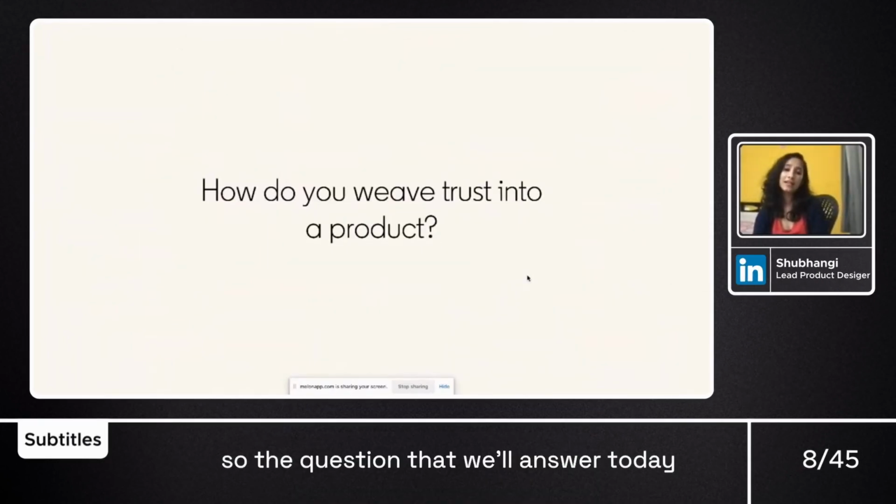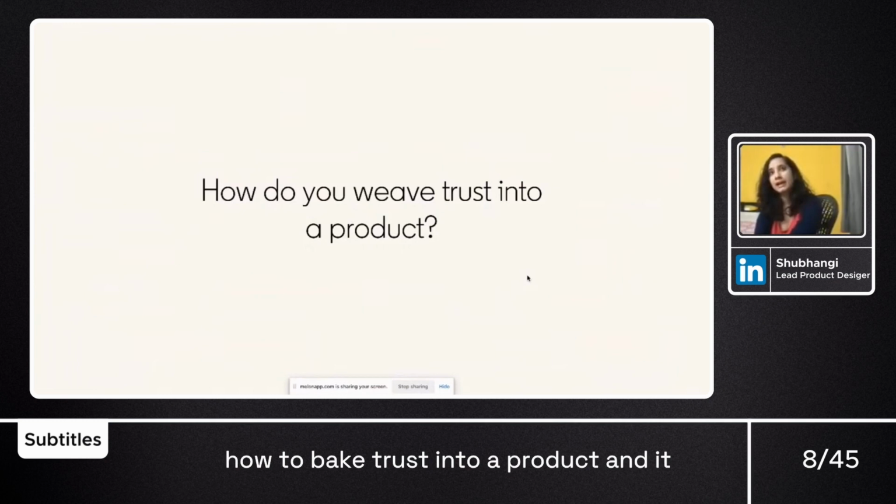So the question that we'll answer today is how to weave trust into a product, or how to bake trust into a product. And it is not a patch-up job. It is not something that you finish your product design and then you decide, okay, now I want to weave trust into it, so how do I do it? It actually starts from the very beginning.